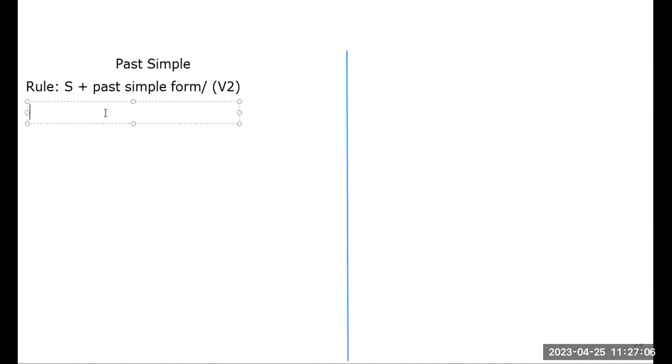Okay, so here we are going to have some examples. We have play, study, and go. The past simple, we are going to see the past simple form of these ones.